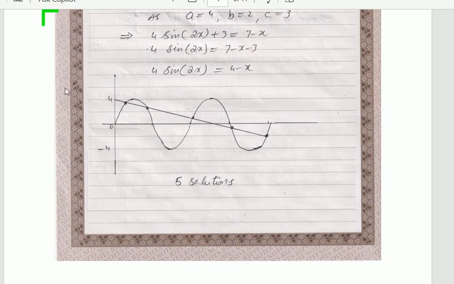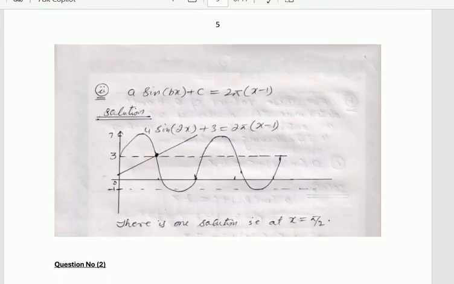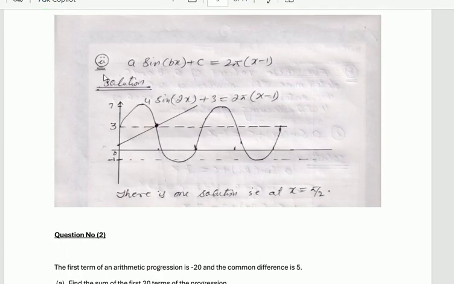The linear line cuts the graph of the sine at 5 positions, so it will have 5 solutions. The second part is sine bx plus c. By putting the values of a, b, and c and simplifying, we draw the graph of 2 pi into x minus 1 for arbitrary values of x, and we check that our linear line cuts the graph of sine x at x equal to pi by 2. So there is only one solution, at x equal to pi by 2.